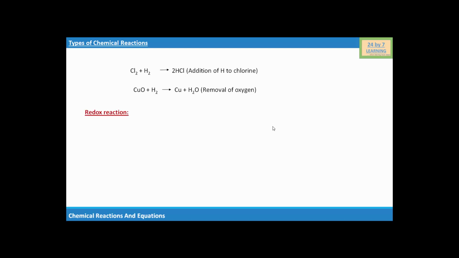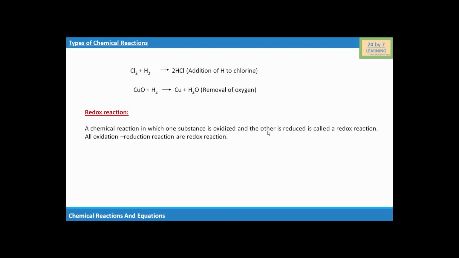Now come to the redox reaction. A chemical reaction in which one substance is oxidized and the other is reduced is called a redox reaction. All oxidation reduction reactions are redox reactions. Here's the example showing a redox reaction.